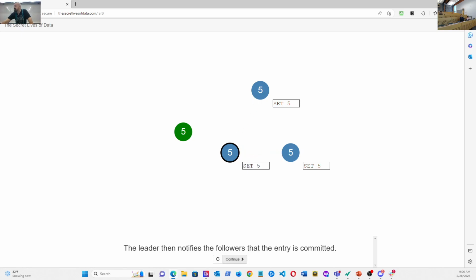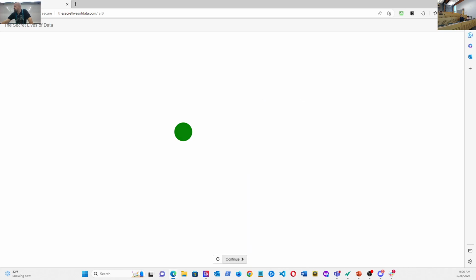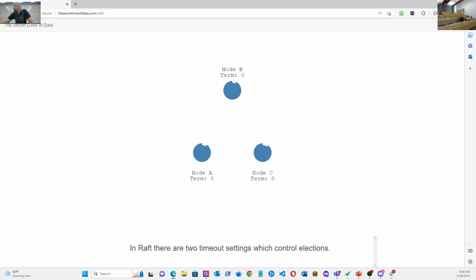So we tell everybody what happened, what was the outcome of that. So we have a consensus, log replication, leader election. This is actually kind of cool because they have different times that they wait for timing out on the current leader.